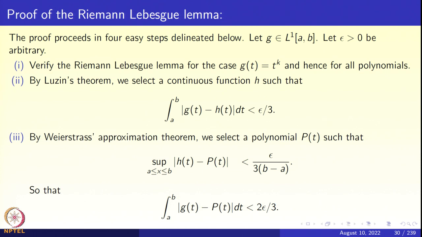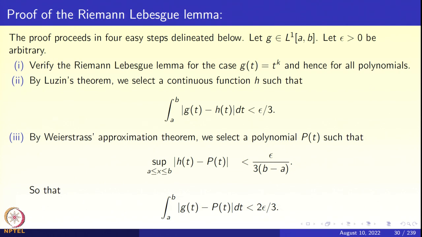You can check it for when g of t is t. You can prove it for g of t equal to t squared, because you can actually compute these integrals, right? When g of t equals t, you're going to be integrating t times sin nt dt, and you have to integrate by parts. But when you integrate by parts, you're going to pick up an n in the denominator. Again, it will go to 0. In particular, for all k equal to 1, 2, 3, etc., you can check the Riemann-Lebesgue lemma is valid when g of t equals t to the power k, where k runs over the non-negative integers. So the Riemann-Lebesgue lemma has been verified.